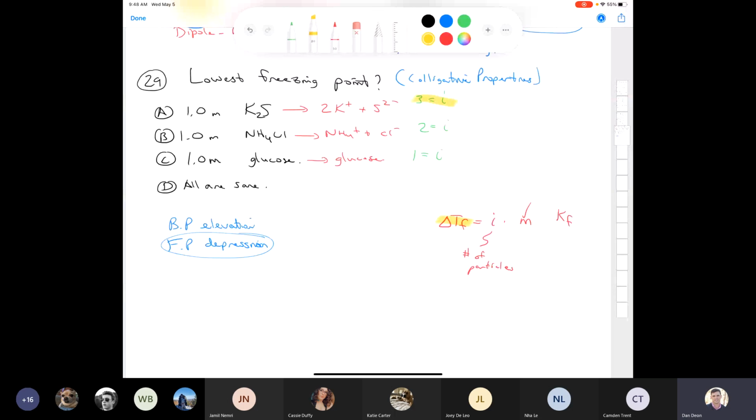There we go. So what would you have to review in this case? Colligative properties, freezing point depression, and boiling point elevation.